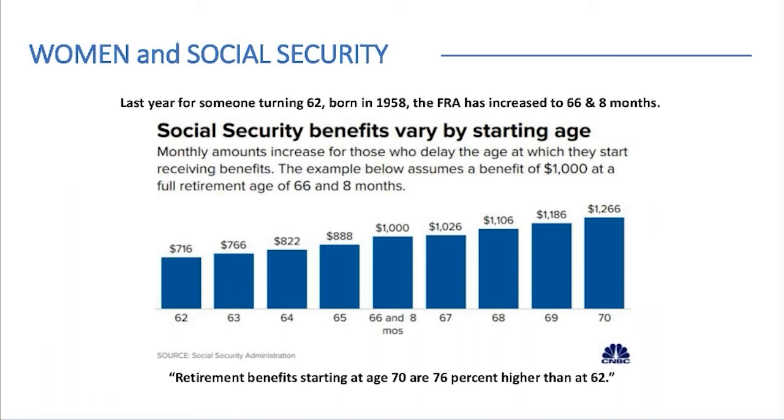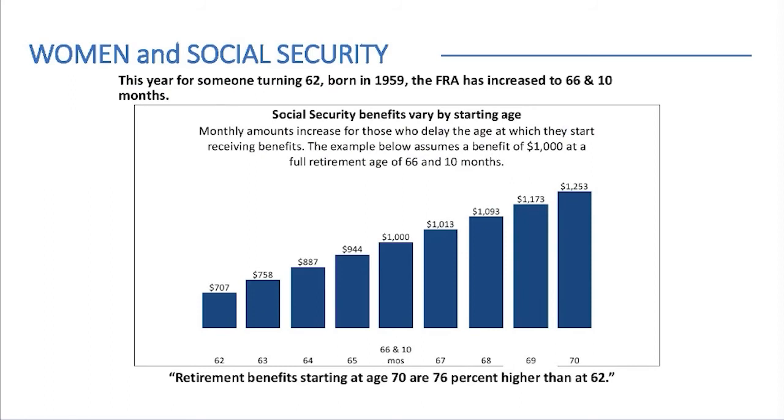And then again, this year for people turning 62 with full retirement age of 66 and 10 months. Next chart, please. You'll see once again, the reduction increases again for taking your benefit at 62. You also see a slightly smaller increase through your delayed retirement credits. But once again, your benefit between age 62 and 70 will be 76% higher, regardless of what your retirement age is.